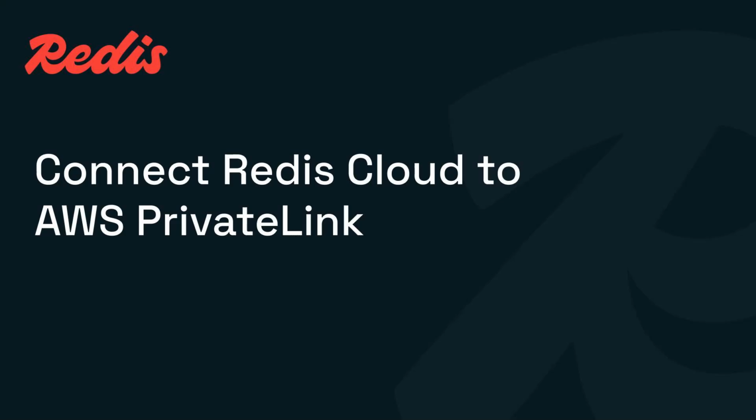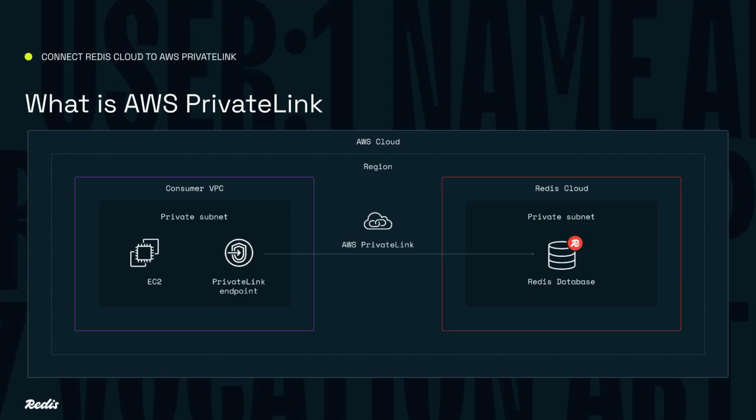Hello everyone. In this video, we'll walk through how to connect Redis Cloud to your consumer VPC using AWS PrivateLink. AWS PrivateLink lets you securely access Redis Cloud without exposing your VPC private subnet. Traffic to and from your VPC and Redis Cloud stays on the AWS network, completely isolated from the public internet. Instead of connecting entire networks, PrivateLink exposes Redis Cloud through a unidirectional private endpoint inside your VPC.